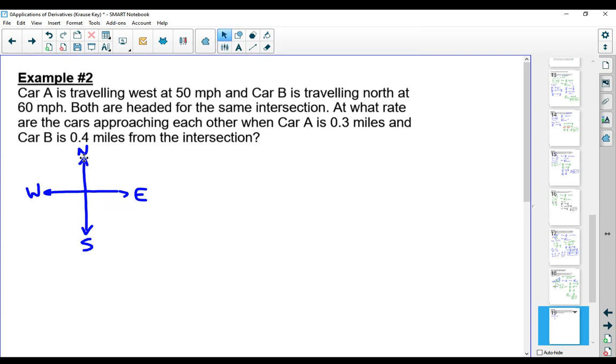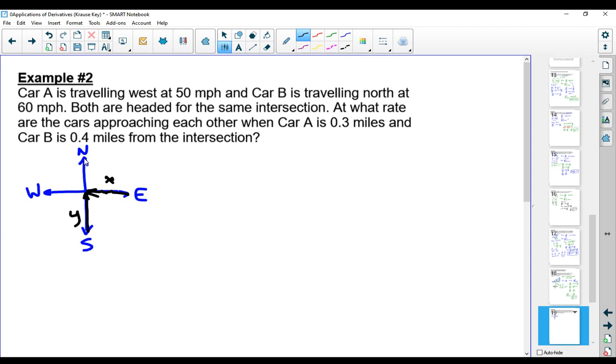So we have one car here. Car A is traveling west. So traveling westbound means they're going from east to west. And that means they're on the x-axis. So we're going to let that represent x. And then car B is traveling north at 60 miles per hour. So they're traveling on the y-axis. So we're going to use y.